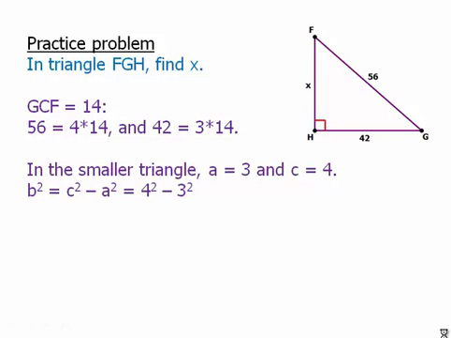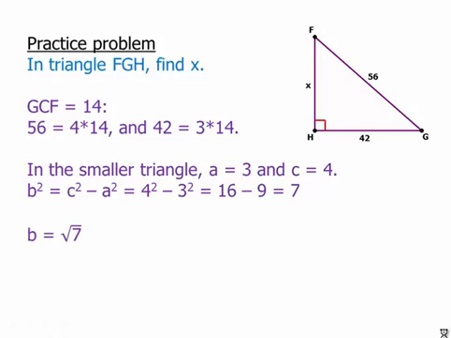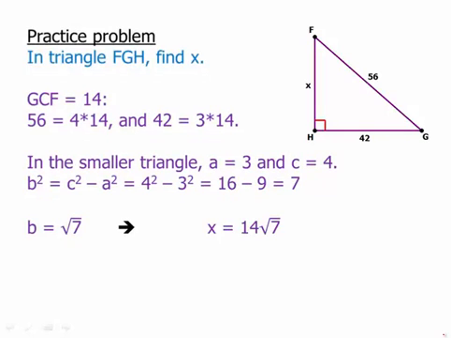Instead, what we have is b squared equals 4 squared minus 3 squared, 16 minus 9, which is 7. So b would be the square root of 7. And then we just scale back up by the factor of 14. The greatest common factor is the scale factor. We scale back up and we get that x equals 14 root 7.